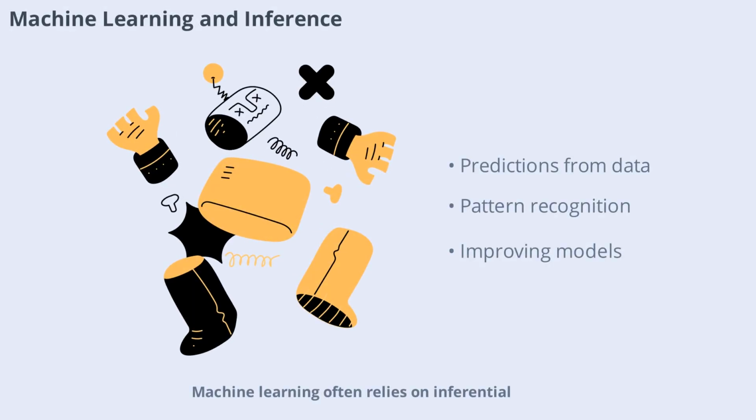Machine learning often relies on inferential statistics to make predictions and classify data. Algorithms use sample data to learn patterns and make inferences about new, unseen data. Understanding statistical inference helps improve the accuracy and reliability of machine learning models.